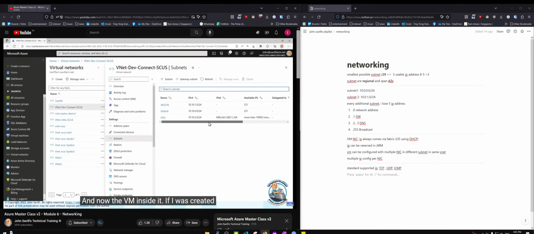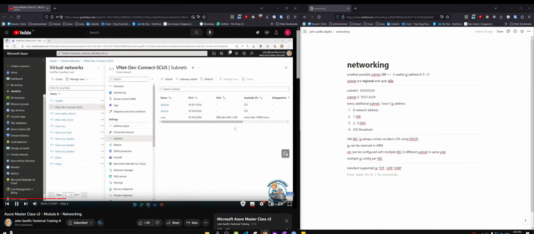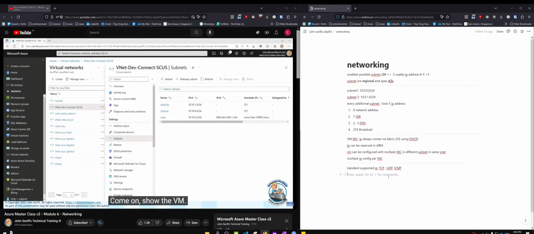And now the VM inside it, if it was created, for example, in that infra subnet, would also get an IP address from that range. So if I was to think about for a second, well, let's just jump over really quickly. If I go and look at my VM, let's go over here for a second. So if I get to my VM, come on, show the VM. Why is it not showing?